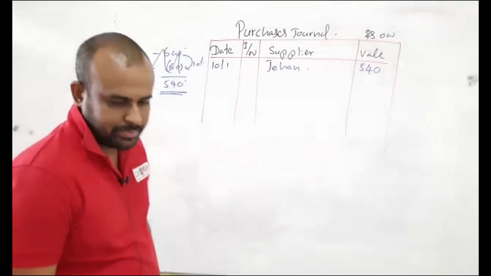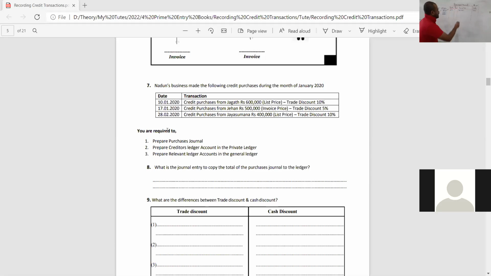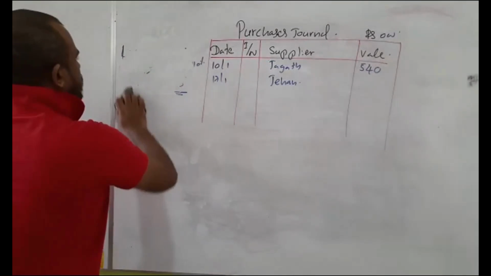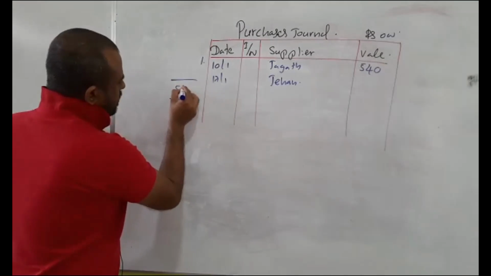Right. Okay, what is next? The next thing, on 17 January. Jagat, he was a creditor. Then on 17 Jan you have purchased from Jehan, that is 500,000. That is the invoice price, right? Invoice price. From Jan you purchase 500,000, but that 500,000 is what?